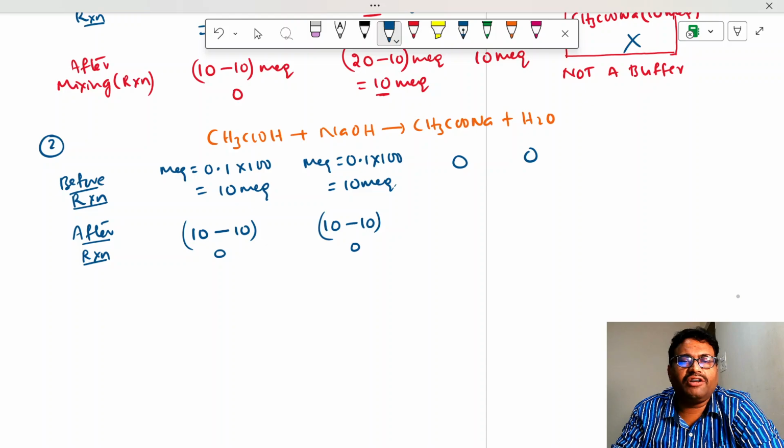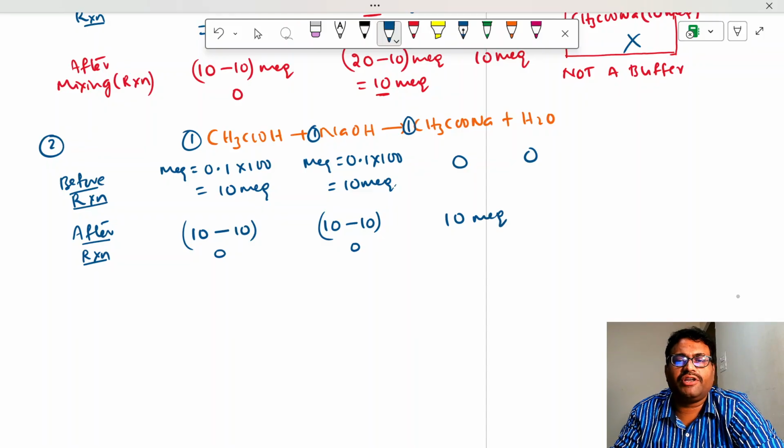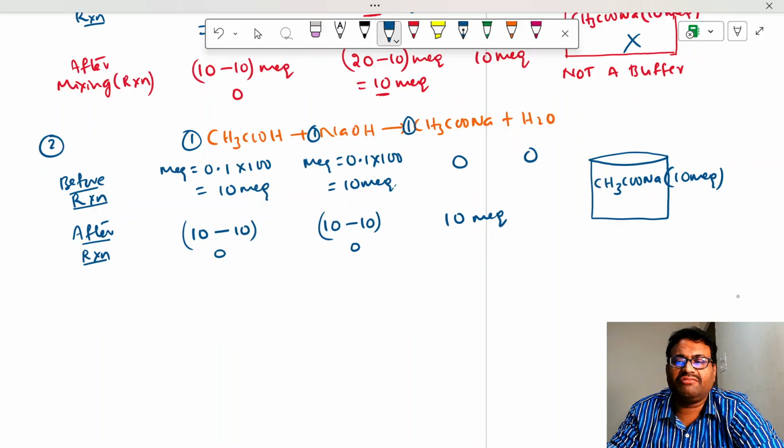And you know that 1 milliequivalent after reaction gives you 1 milliequivalent. Okay, so then what you get? 10 milliequivalents of sodium acetate is formed. So now what is there in the container? What remained after reaction? CH3COONa remained. How much remained? 10 milliequivalents remained. Can I consider this solution as a buffer solution? No, it is just a salt solution, not a buffer.